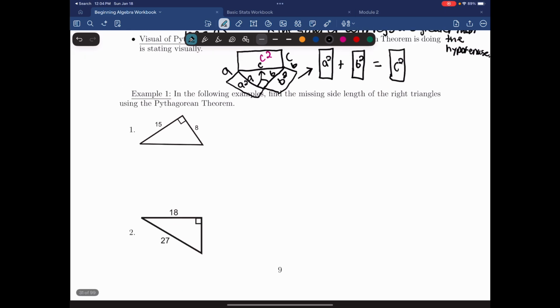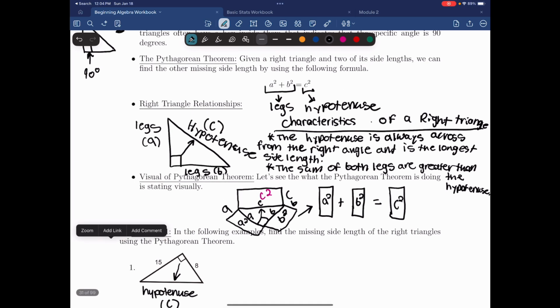All right, so let's dive into some examples. For the following examples, let's find the missing side length of the right triangles using the Pythagorean theorem. So for example number 1, I'm missing this side length here. Now let's draw an arrow directly across from the right angle. Well, this happens to be the hypotenuse. And what variable represents the hypotenuse? Well, that is the variable c. So we're looking for variable c in the Pythagorean theorem, which is right here.